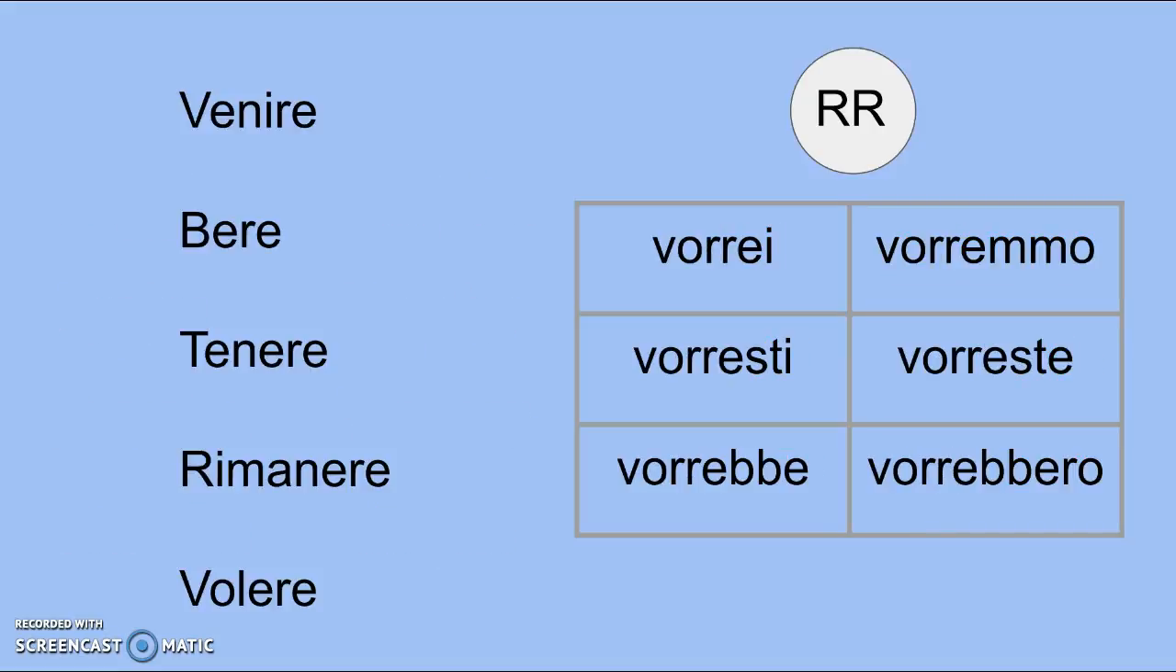For these ones, the RR verbs, these are the sad cap VV irregulars. These are the RR irregulars, in which you eliminate the last couple letters and add a double R and the same endings. So io vorrei, tu vorresti, lui lei vorrebbe, noi vorremmo, voi vorreste, and loro vorrebbero.